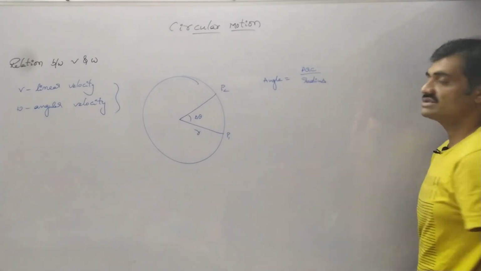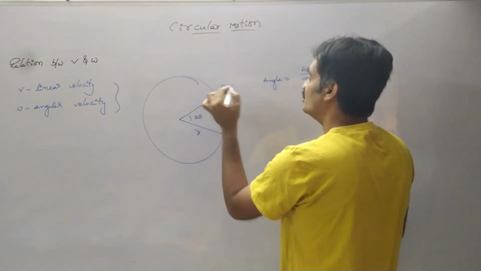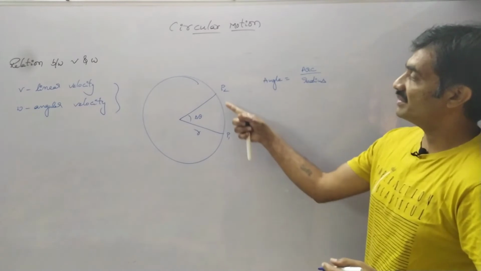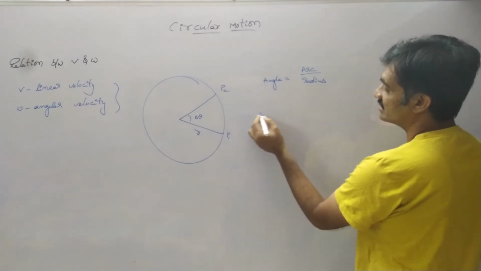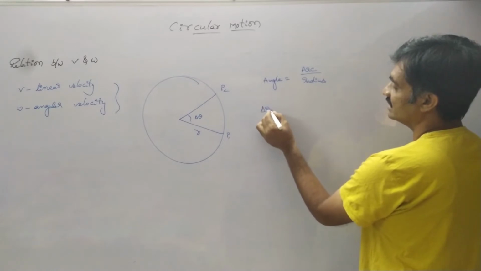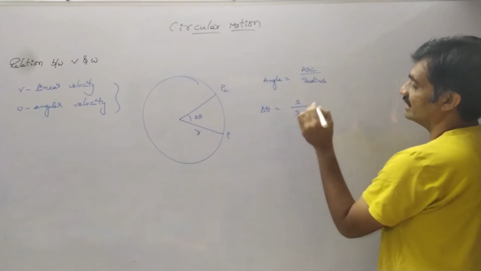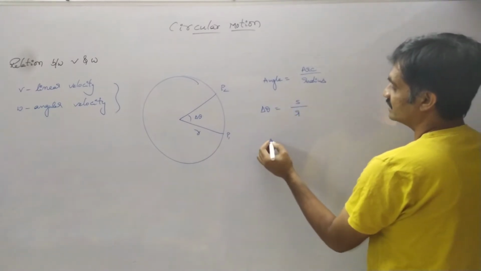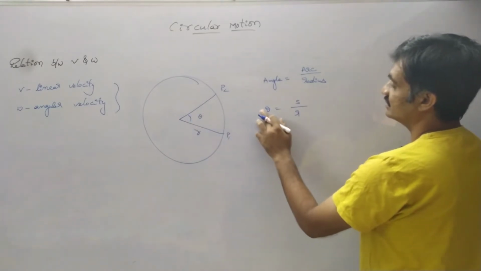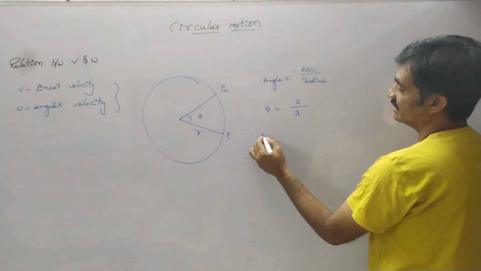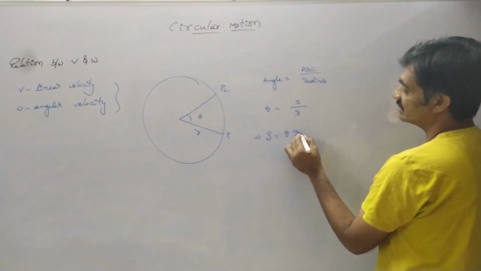You know that angle equals arc per radius, where this arc P1 to P2 is represented by the linear displacement S. So we can represent it as delta theta equals S by R. Considering it as theta, theta equals S by R. From this equation we have S equals theta into R.